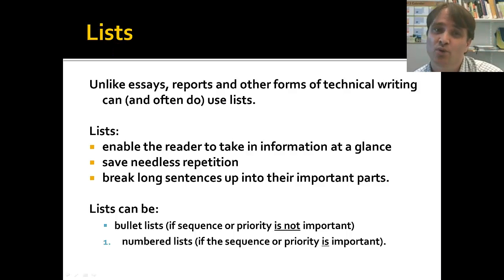Now, unlike essays, reports and other forms of technical writing can and often do use lists. Lists, like on the screen there, enable the reader to take in information at a glance, save needless repetition, and break long sentences up into their important parts. So they can serve a very useful function in technical writing. Lists can be bullet lists with a dot point, and that's if the sequence or priority is not important. The other type of list you can use is a numbered list, and that's where the sequence or the priority is important. And we have used them in the first and second assignments.